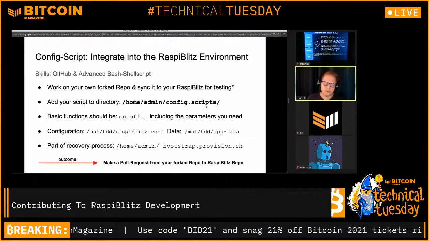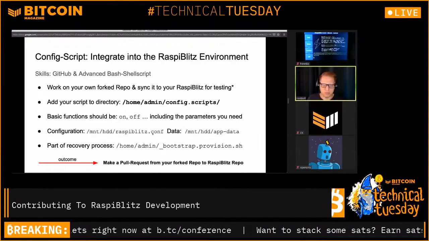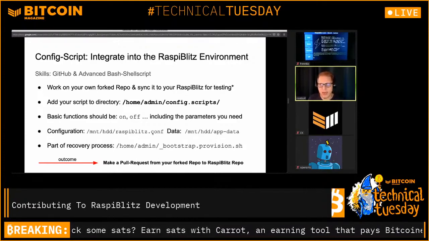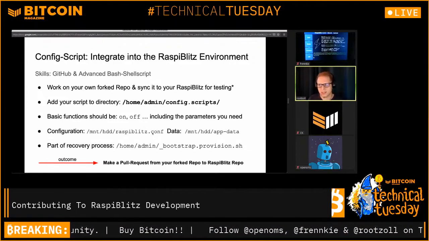And then a config script should also change the configuration. At mount HDD, you will find the RaspiBlitz.conf. This is where all config scripts should store their parameters. So if you turned on an additional app, there should be a notice now in the RaspiBlitz.conf that this extra app is on. So the next time there's a recovery or something, the recovery script can see, oh yeah, you want to have the app on, so I now trigger this install script.